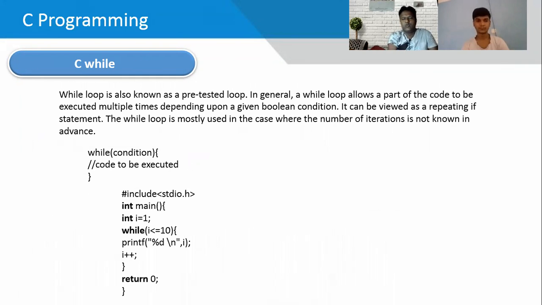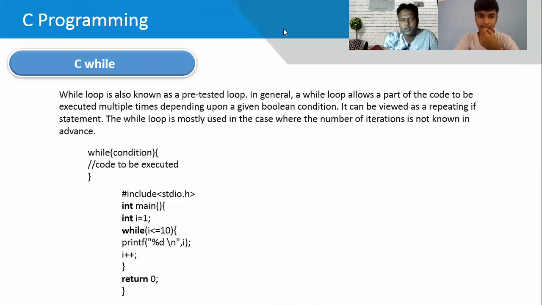Now the while loop. The while loop is also known as a pre-tested loop, which means your condition is checked first. So as long as your condition is true, the statements within the while loop are executed. In general, the while loop allows part of the code to be executed multiple times depending upon a Boolean condition. It can be viewed as a repeating if statement.